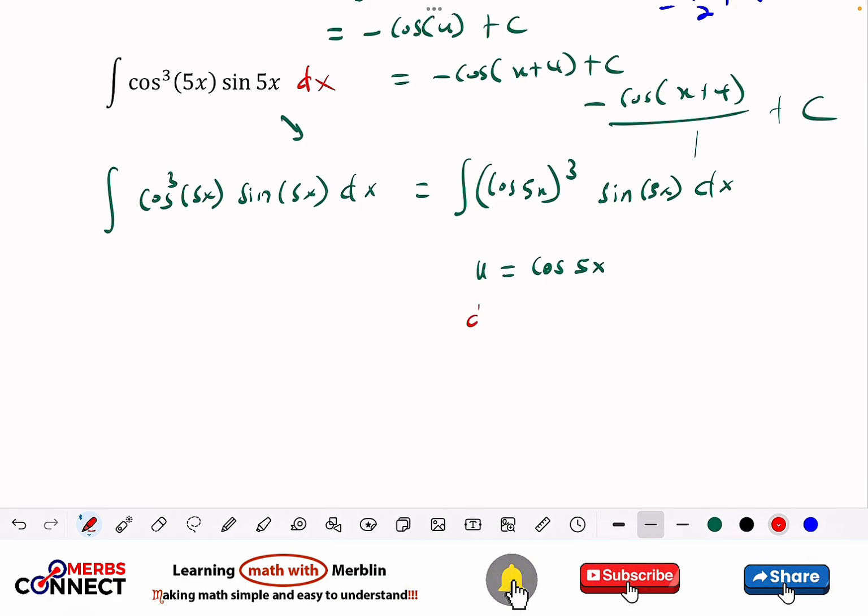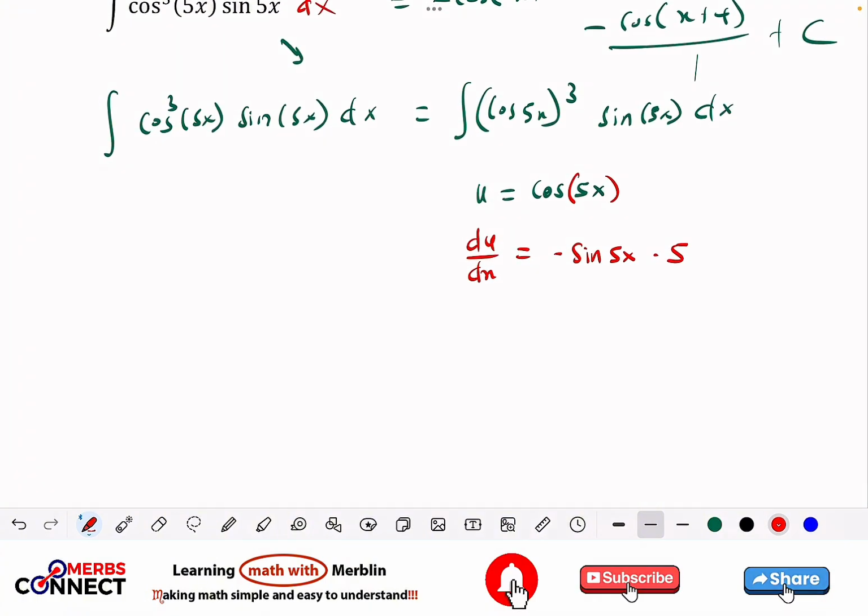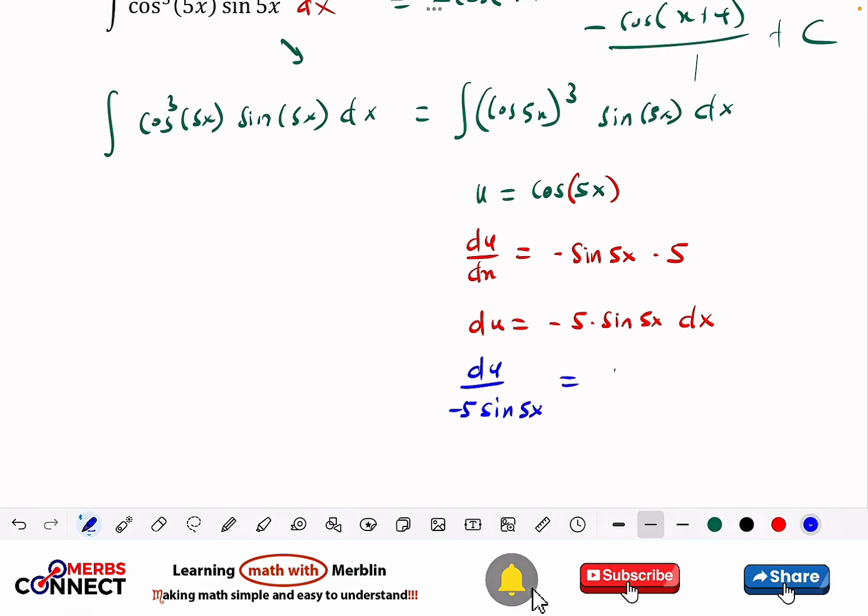So now let's find the derivative. du over dx is equal to, when I differentiate cos, I get minus sine. So minus sine 5x. Then I differentiate what is inside the parentheses, times 5. So this is what I'm going to get. So I have du equal to minus 5 times sine 5x dx, right? And then I can make dx the subject. So I'm going to have du over minus 5 sine 5x is equal to dx.